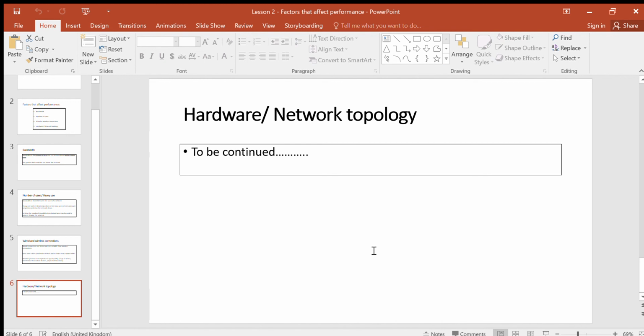Listen to it again, make sure you've got all the key phrases in there, and particularly with the definitions like bandwidth, make sure you've got all the detail.